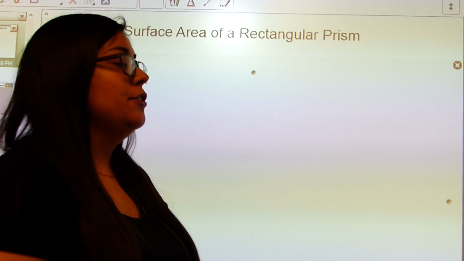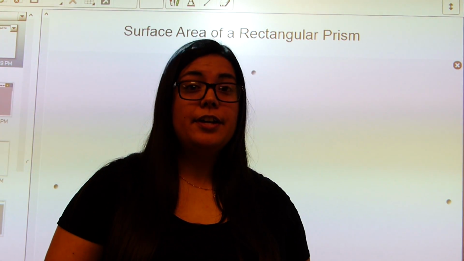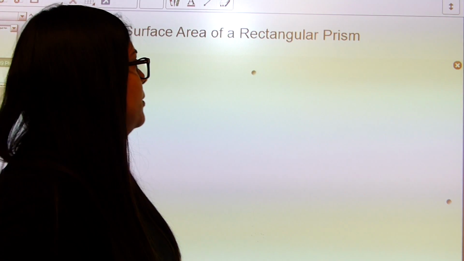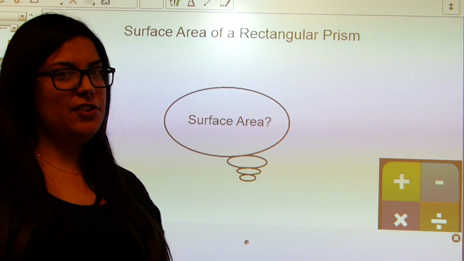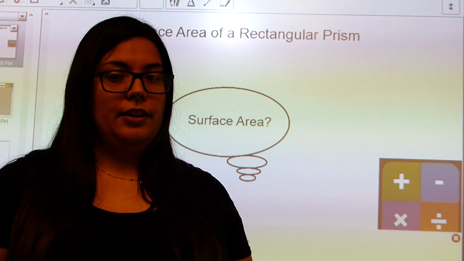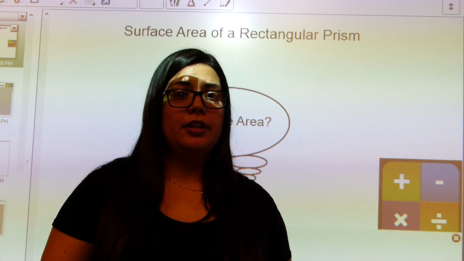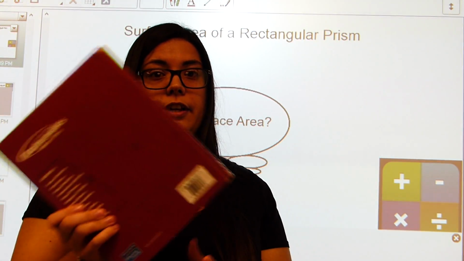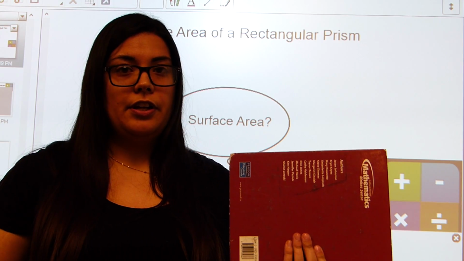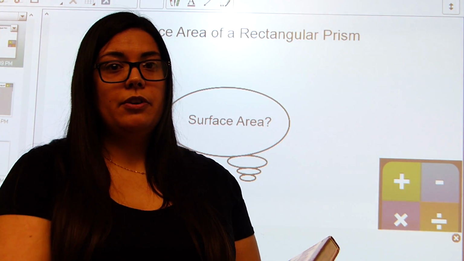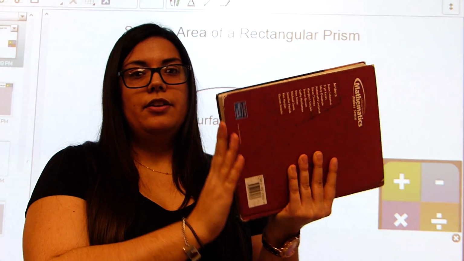Okay? So this week we're going to be learning about the surface area of rectangular prisms and how we can actually calculate them. Okay? So first, what is surface area? Surface area is known as the outside layer of an object measured in units squared. So for instance, for a 3D object like a textbook, the surface area you'll calculate is the area taken up by each of the rectangles on the textbook, okay?